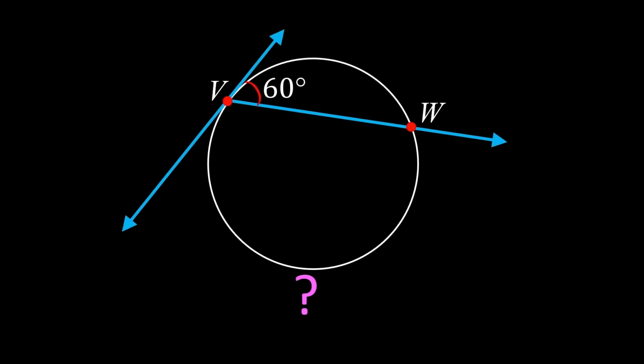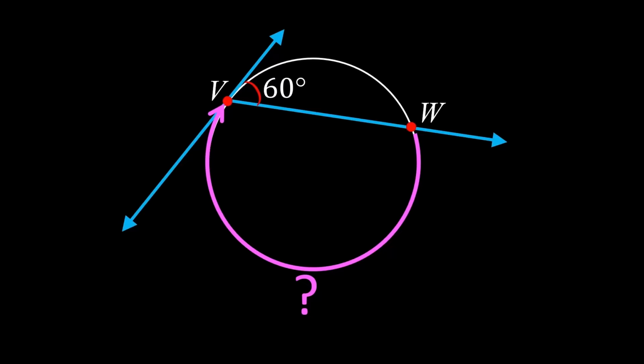This type of problem is also a little bit tricky. The line that's going through V is called a tangent line. It touches the circle at only one point. There's another line taking off from V to W. That is still an inscribed angle. They're asking us to find the arc measure for the other part of the circle. There's more than one way to do this problem.